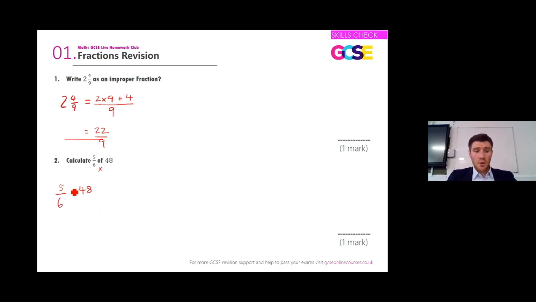For me, when I'm multiplying a whole number by a fraction, the way I like to think of it is I divide the whole number by the denominator. The denominator is always a division.